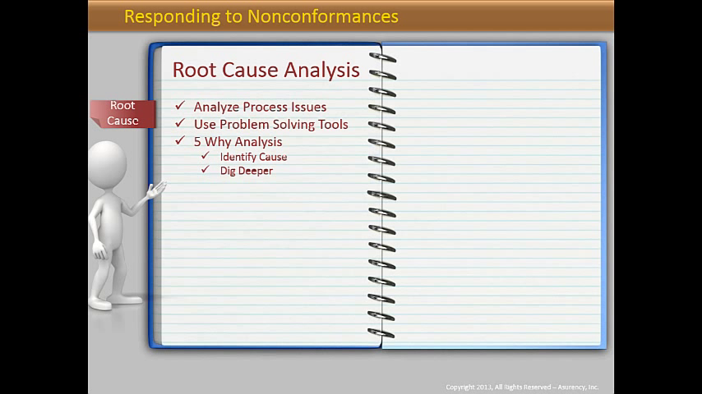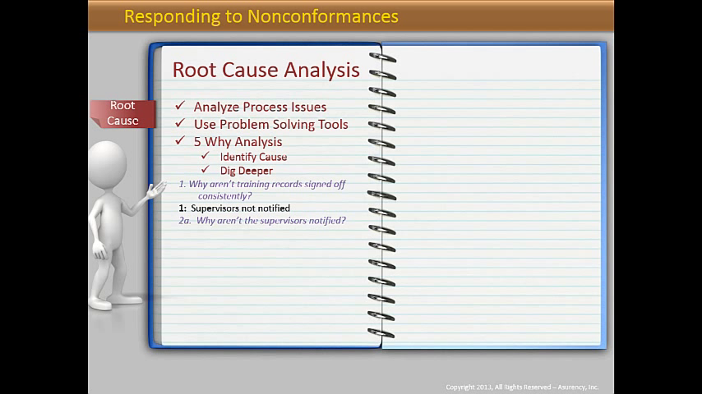For example, building on the previous example, the initial question might be, why are training records not being signed off by the supervisors consistently? And the response? Because the supervisors are not always notified that the employees have completed their training, so they don't know they need to confirm the competence. The second why?